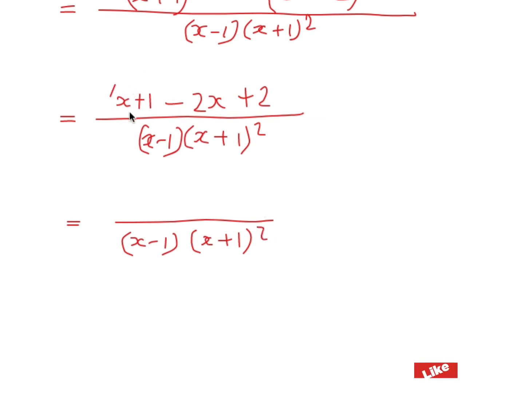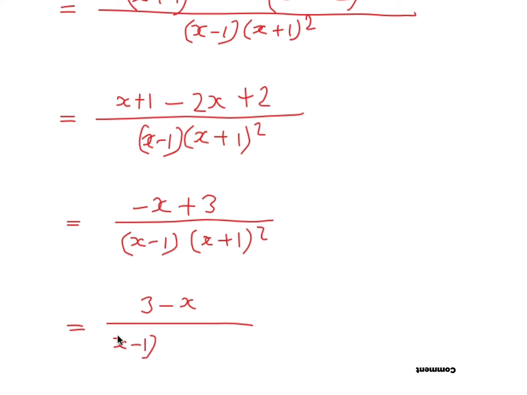Okay, here x and minus 2x are like terms, so we can combine: 1 minus 2 is minus 1, so minus x, and 1 plus 2, which is 3. But usually we don't write negative in front, so we can write 3 minus x upon x minus 1, x plus 1 whole square, and that's it.